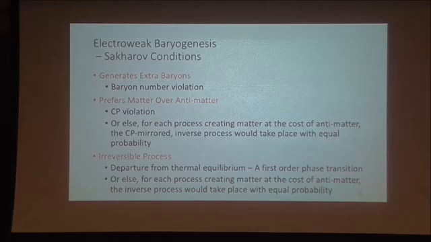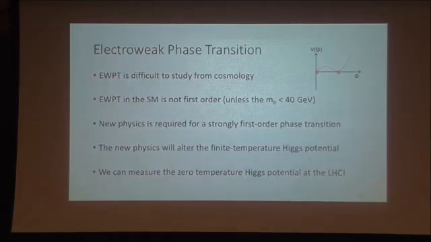Electroweak phase transition is something very important for cosmology, but that is something hard to study from cosmology. So we want to see if we can study the nature of electroweak phase transition from the particle physics side. And electroweak phase transition in the standard model is not first order unless the Higgs mass is very small, say about 40 GeV. And that means we need new physics for a strong first order phase transition. This new physics will alter the finite temperature Higgs potential, so it has a barrier at the critical temperature.